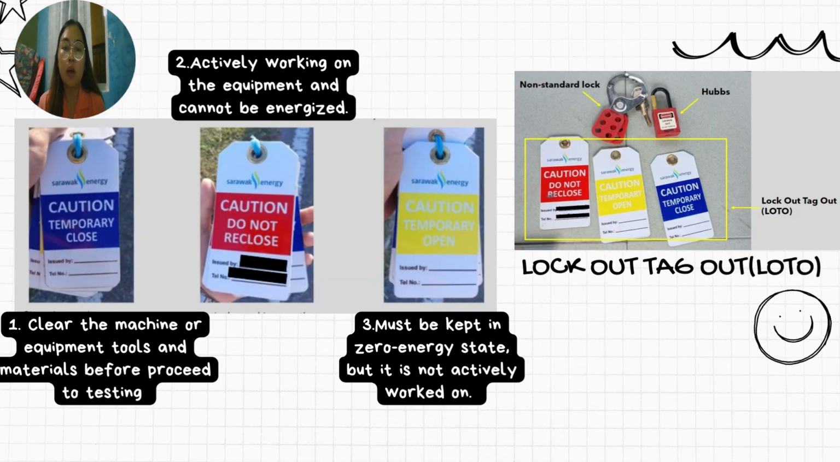Next, LOTO, lockout, tagout. There are three types of LOTO. First is temporary close, second one is do not reclose, and the last one is temporarily open. For temporary close, clear the machine or equipment, tools and materials before proceeding to testing. Then, for do not reclose, actively working on the equipment and it cannot be energized. And temporarily open must be kept in zero energy state, but it is not actively worked on.